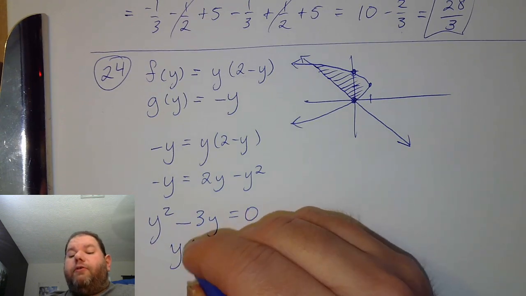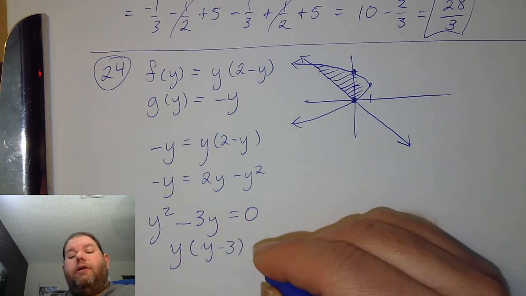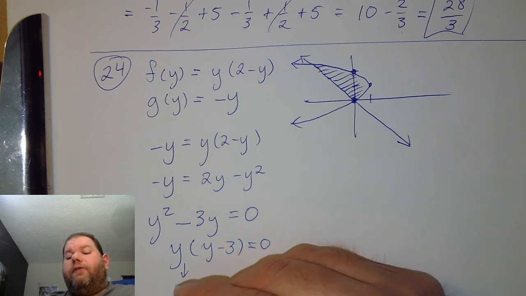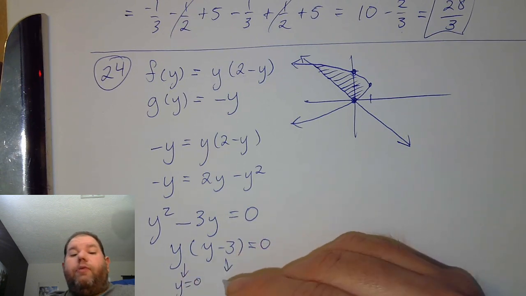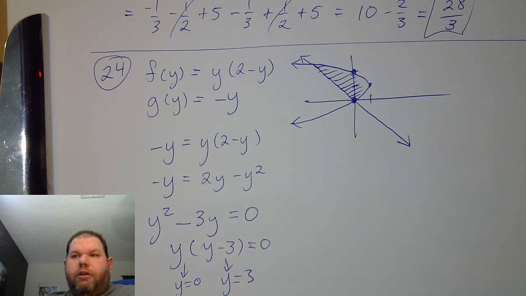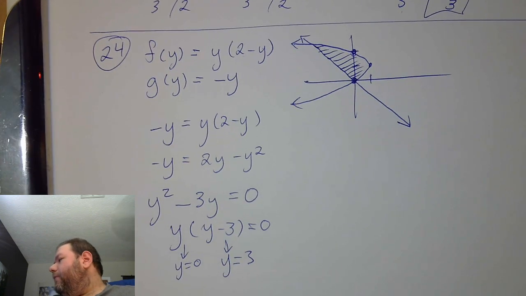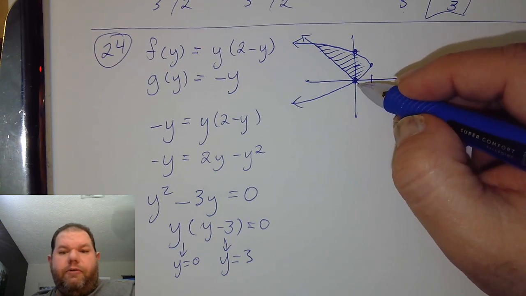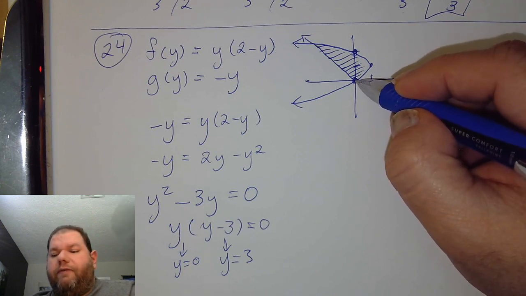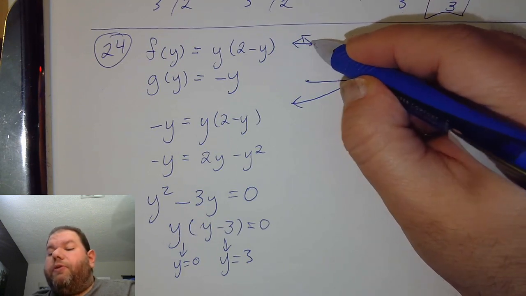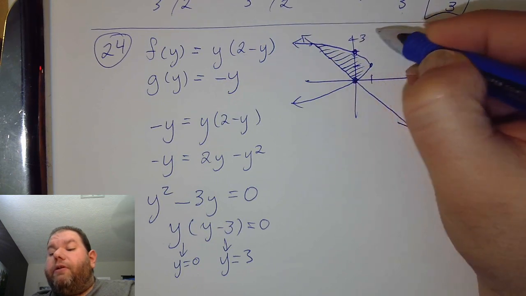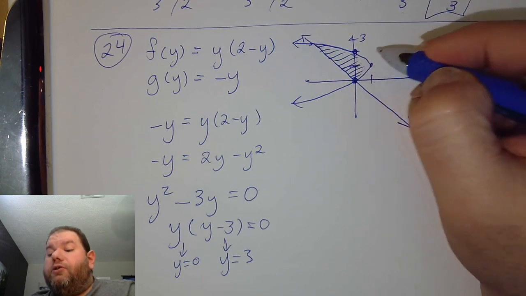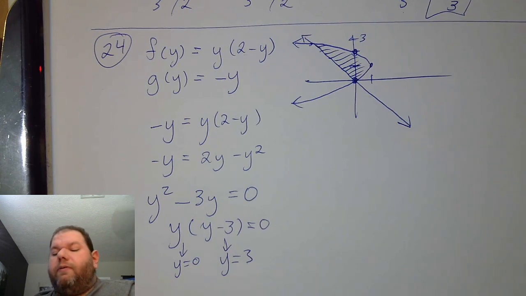And so we can factor out the y again and say y minus 3 is our other factor. So that gives us y equals 0 and y equals 3 as our limits of integration, or points of intersection. Either way. We can already tell that 0 was a point of intersection. We had that labeled on the graph to begin with. But this point down here where these two pieces intersect turns out to be 3. Which graphically it does make sense, which is nice.